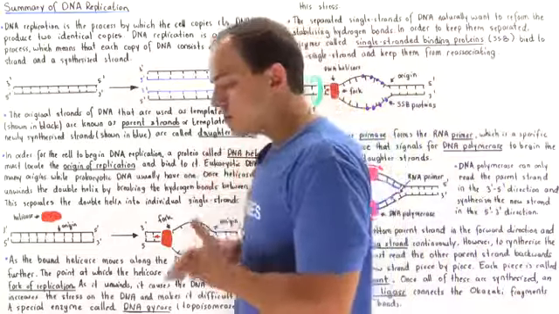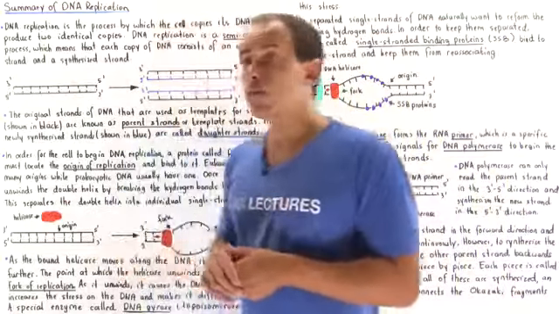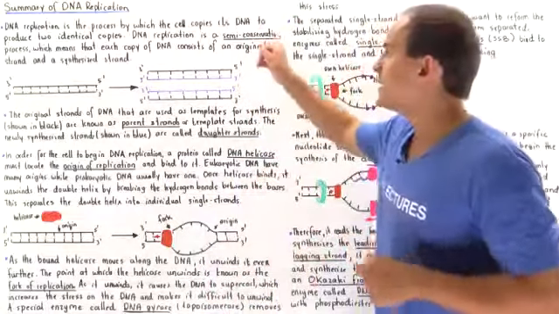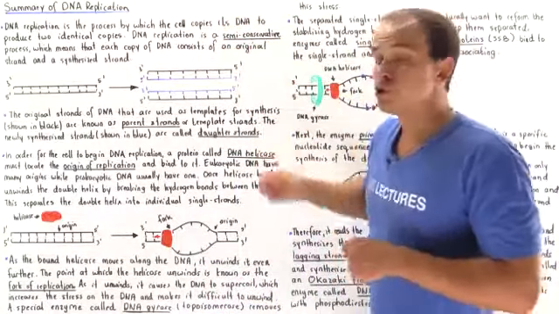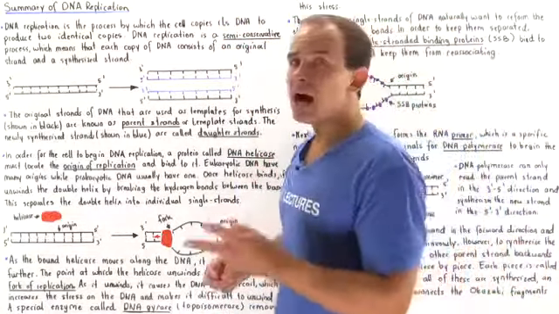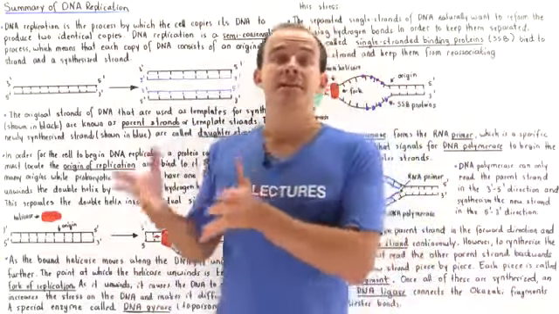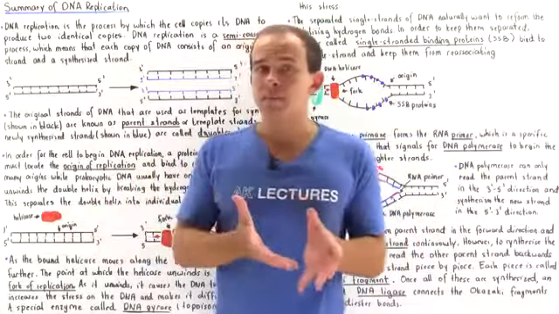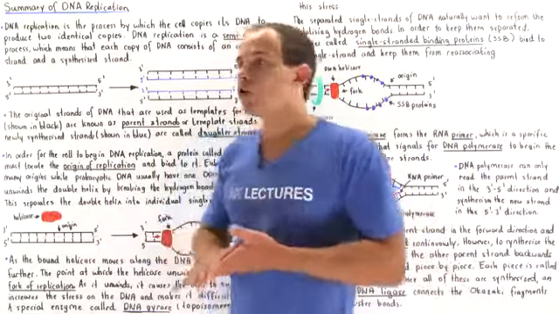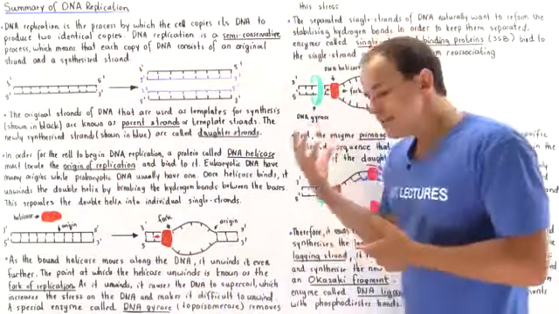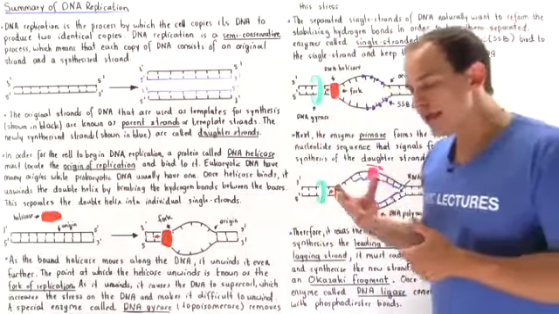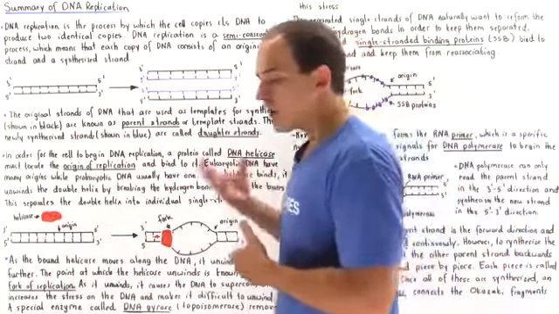So DNA replication is the process by which our cell copies its original DNA to produce two identical copies of that DNA. And one of the copies can be passed down to the offspring and the other copy can remain in that original cell.